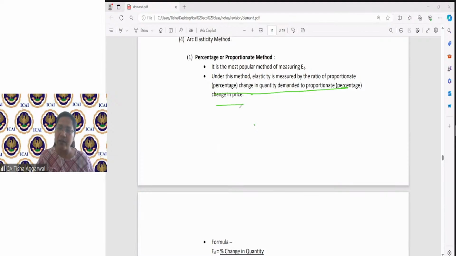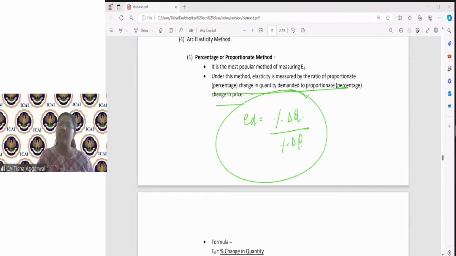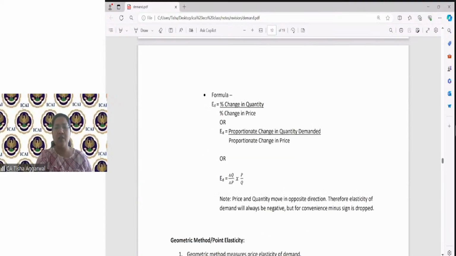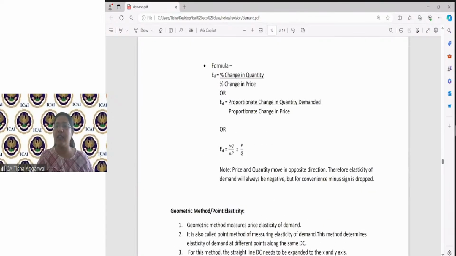The elasticity of demand, ED, is equal to percentage change in quantity upon percentage change in price. So what does that say? For example, if the percentage change in quantity is increasing by 20% and the price is reducing by 10%, the ED is going to be 2. That is greater than 1. The percentage proportionate method is one of the easiest ways to compute the elasticity of demand. So if you look at this formula, please check it: percentage change in quantity upon percentage change in price.